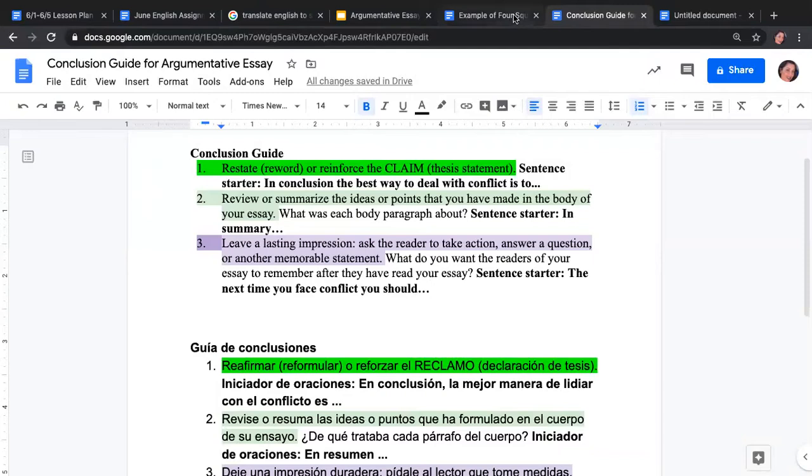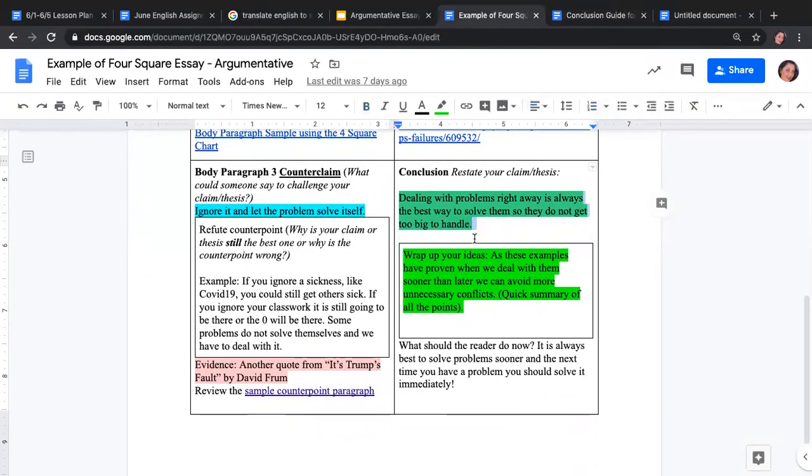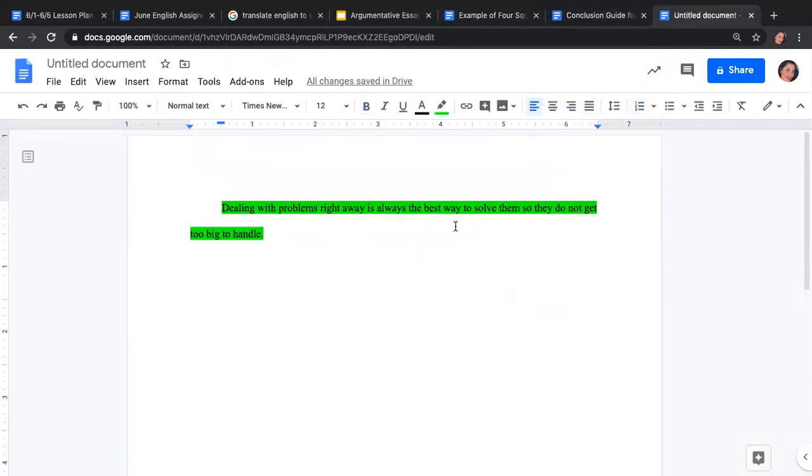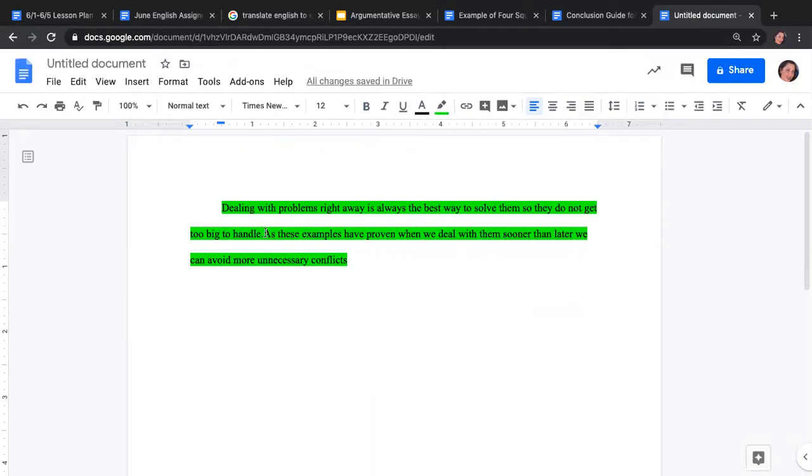So let me go back to my 4-square chart. And also, I want to be able to use a lot of the paragraphs that I wrote as well. So what I wrote here is, as these examples have proven, when we deal with them sooner than later, we can avoid more unnecessary conflicts. So I like that. I'm going to use that because that's a really cool, almost like transitional sentence, and then a quick summary of all my points. So I'm going to put that into my conclusion. And this is just the first draft of my conclusion. It doesn't have to be perfect. But I do want it to be good because then later when I revise, it's only going to get better.